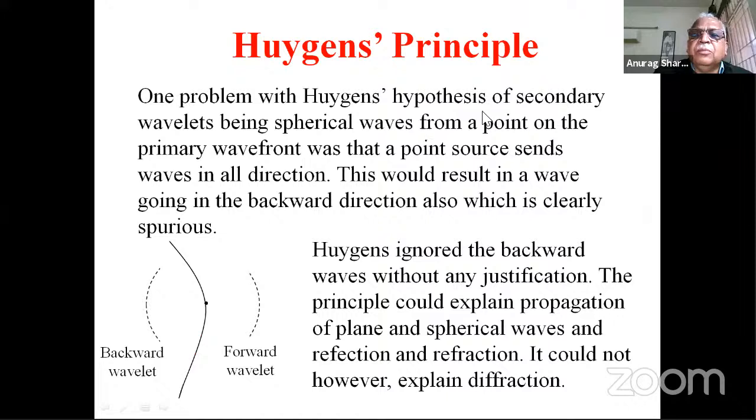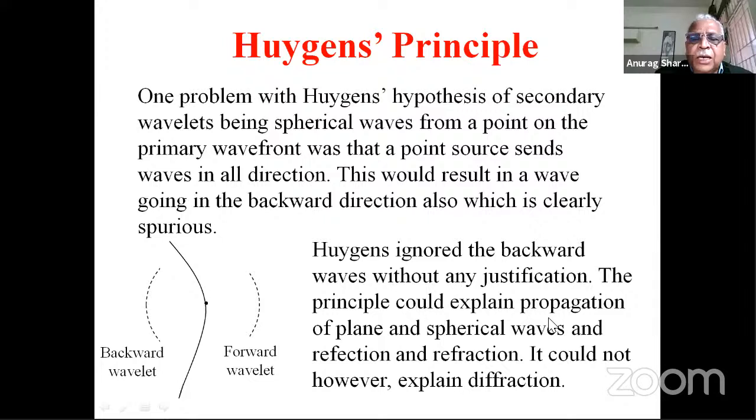One problem with Huygens' hypothesis of secondary wavelets is that, being spherical waves from a point, the secondary wavelets will also propagate in the backward direction. If this is a point source, it will give you a full sphere. And so if you want to make a tangent here, there will be a tangent here, but you can also make a tangent on the other side. And hence, this will result in also a wave going backward, which was not really true. The wave is going only in a particular direction. Huygens ignored the backward waves without any justification.